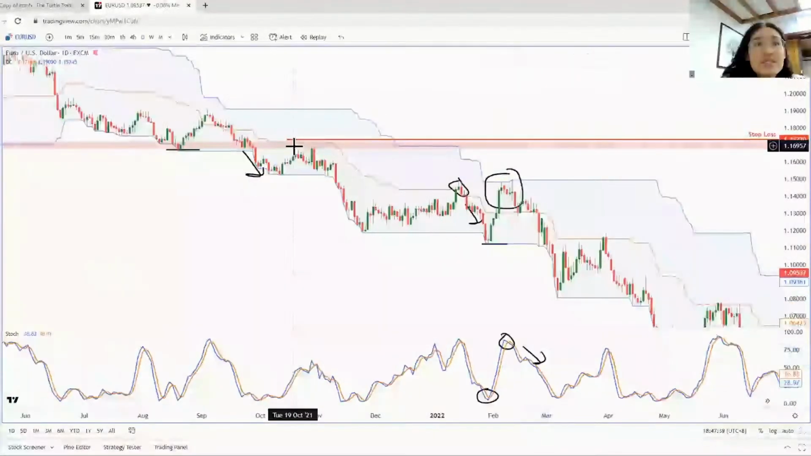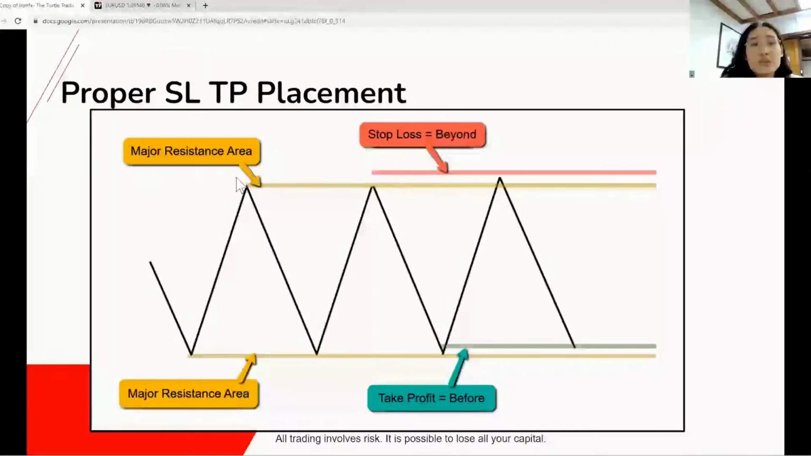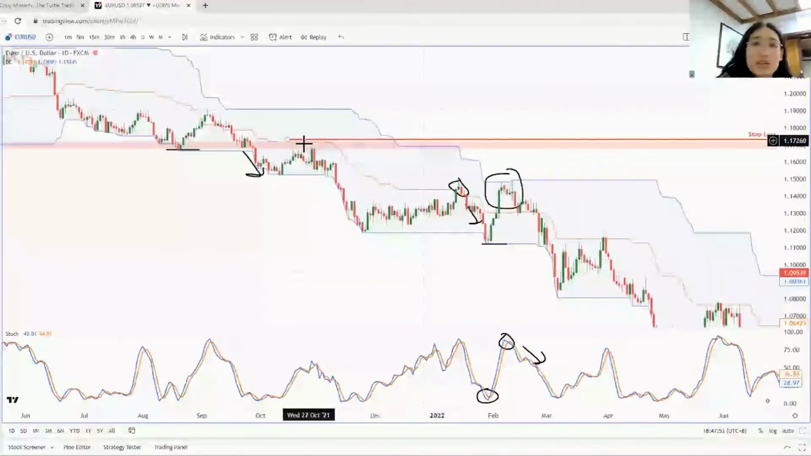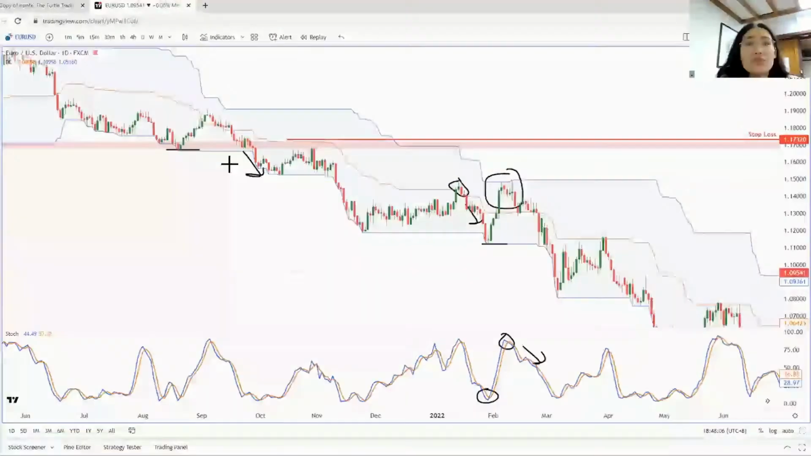I showed you guys this red area is our confluence area, and that's why we place our stop loss beyond it. Over here, you see similarly a major resistance area, which can be considered as our confluence area. For stop loss, we'll place it beyond so that we don't get stopped out. Similarly, for take profit, we want to place it before a major confluence area so that there's a higher chance that price will hit our take profit before reversing off.